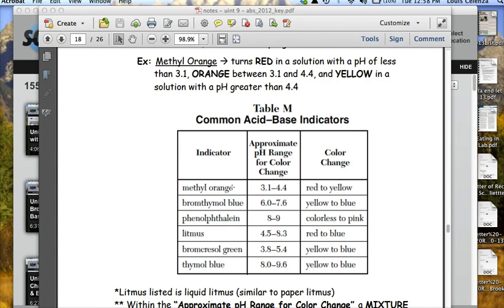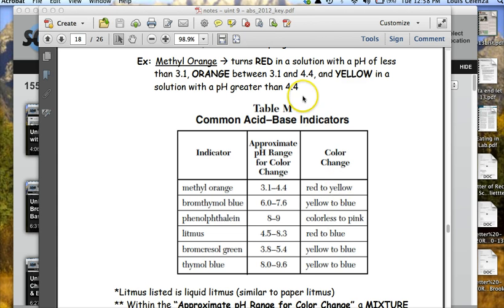According to this table, if you have a solution and you put some methyl orange in it, if the pH is 3.1 or less, that would make the solution turn a red color. If the pH is 4.4 or higher, it would be yellow. What about if it was in between? Let's say the pH was 3.5. Well, it would be an intermediate color between red and yellow, which of course would be orange. So again, 3.1 or less, it would be red. If the pH is 4.4 or higher, it would be yellow.